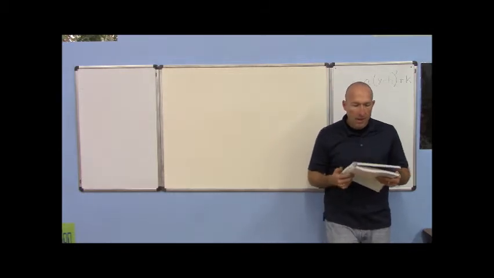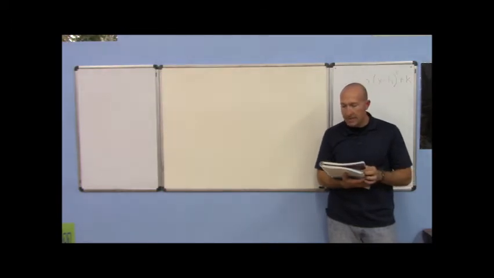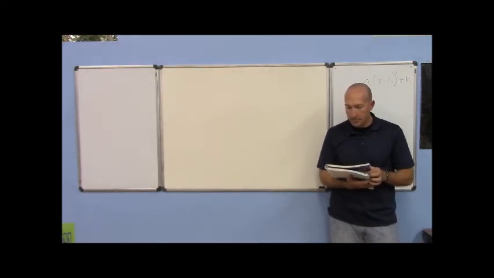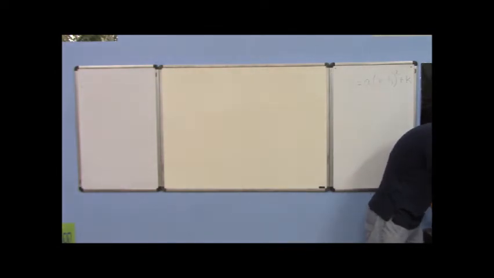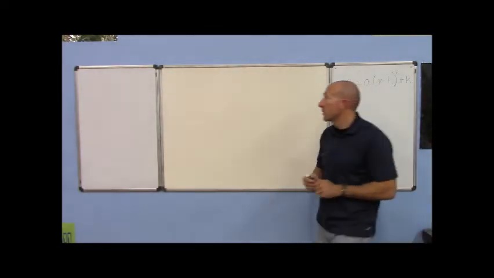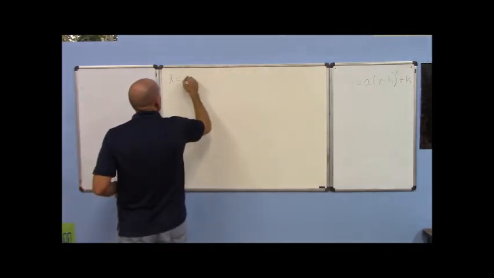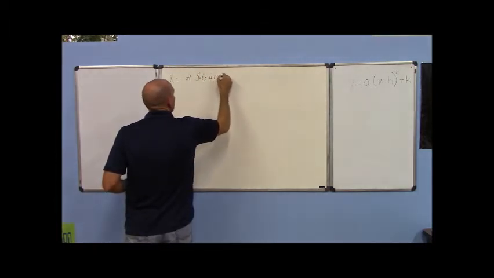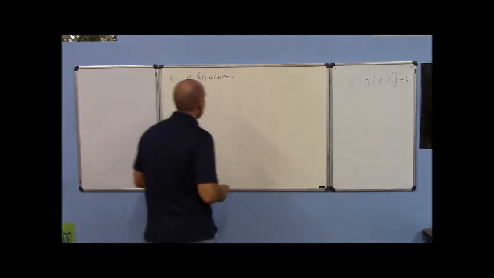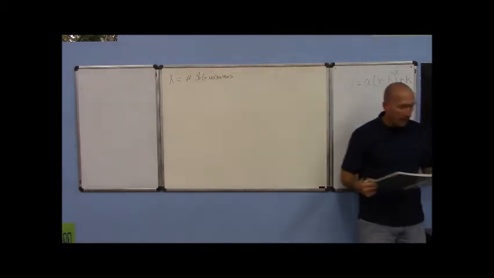So what we're going to start off with, it says, what should the airline charge to gain the maximum income? We're talking about $6 increases. So we're going to say let x equal the number of $6 increases. Our unknown is how many $6 increases we should have.